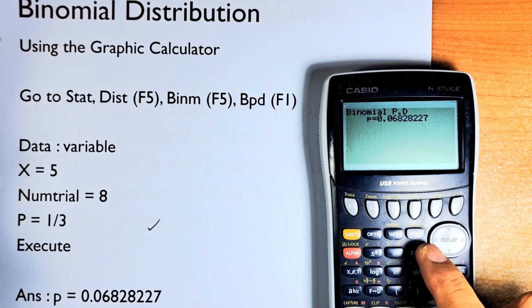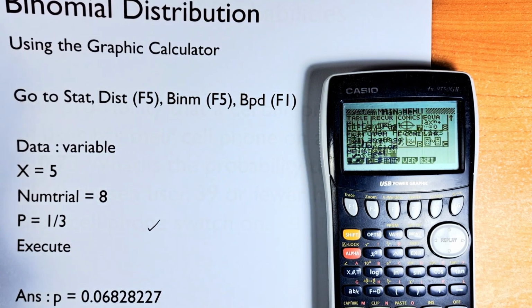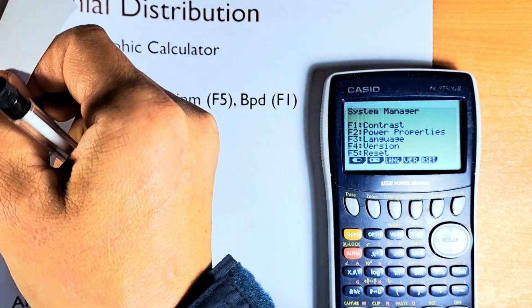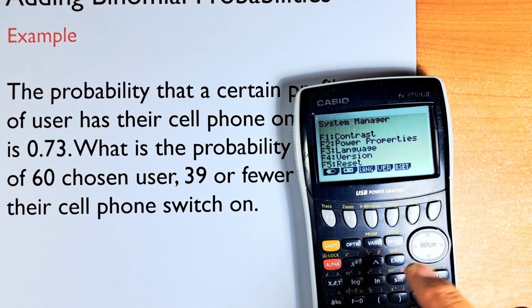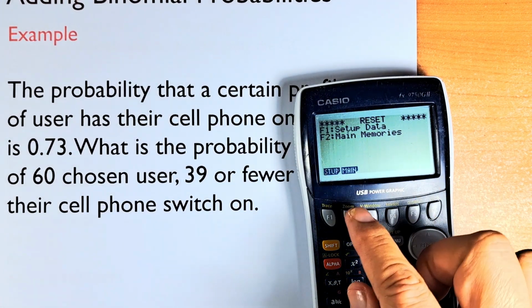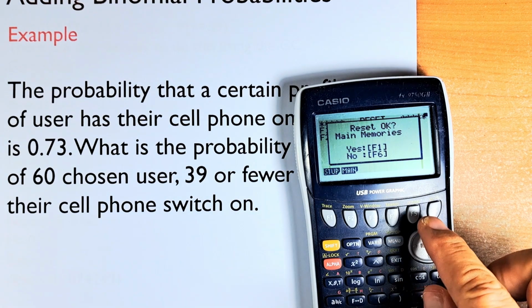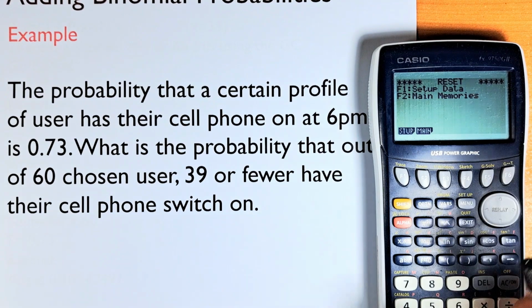Now we are going to do the second type, which is called the adding binomial. I'm going to get this out so that we can read the question while I reset the calculator. So main and then F1, and then exit, and then we are ready to go. F2 again.